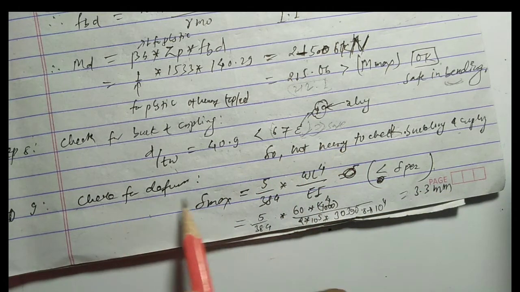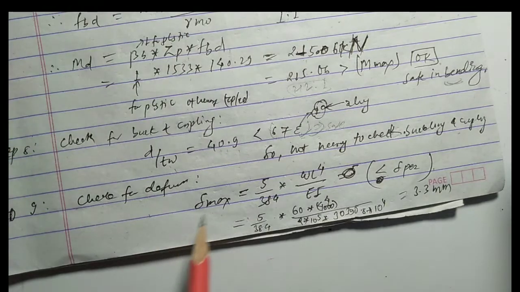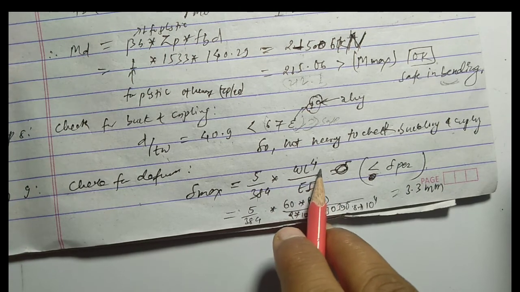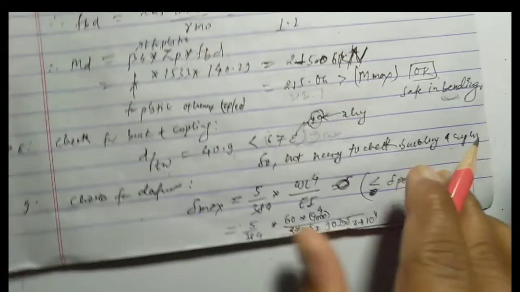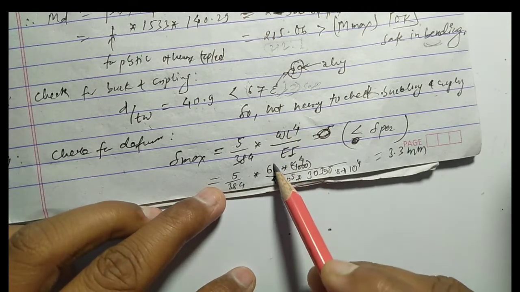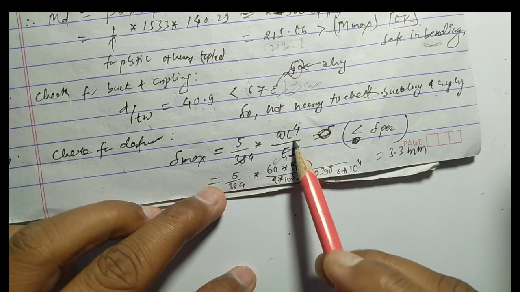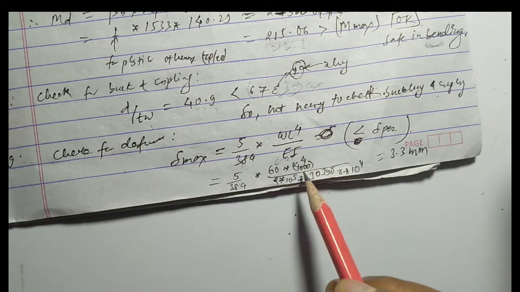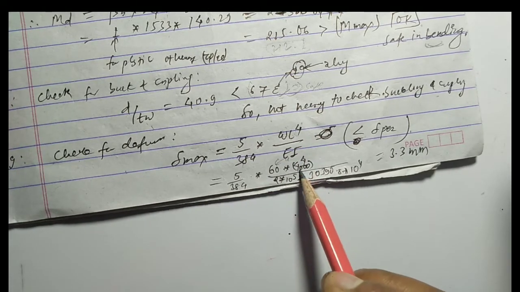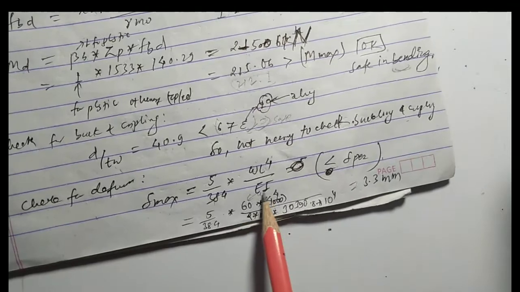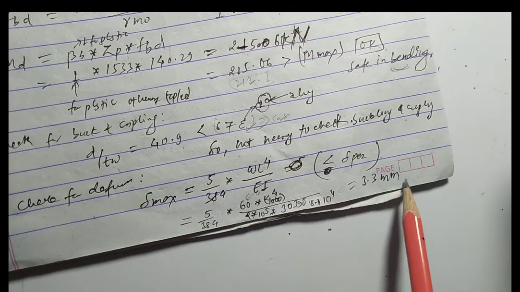Now we have to check for deflection. You know that the value of deflection delta max equal to 5/384 into W L power 4 by EI. So we will use this formula. We already told you the value of W should be taken as the service load, that is UDL, and L is also taken as the clear span, not the effective span. So W equal to 60 and L equal to 4 meter, that is 4000 mm. After calculating this we will get delta maximum equal to 3.3 mm.